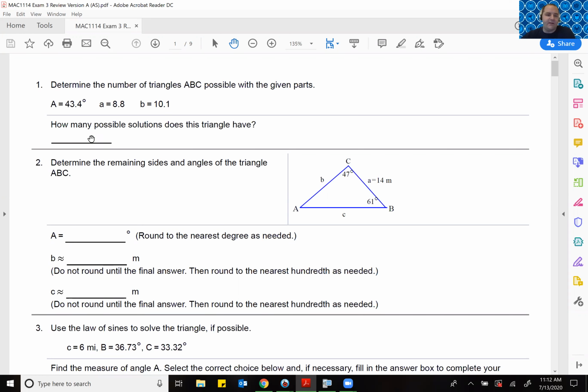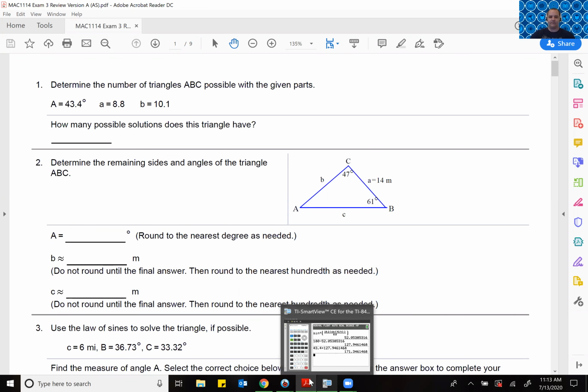Basically, this chapter is all about demolishing your triangles, learning everything you can about them. And in number 2, no surprise, they give you some information in the picture, and then they want you to solve the triangle. So 47 degrees, 61 degrees, a is equal to 14 meters. We have a capital C, a capital B, and a capital A. All right, so here's what we got. And they want us to find capital A, little b, little c.